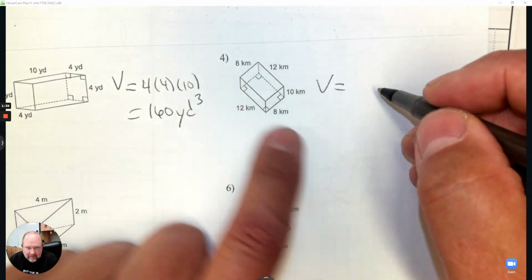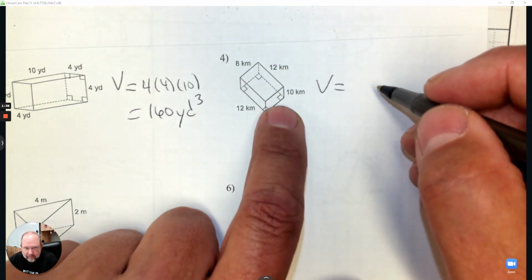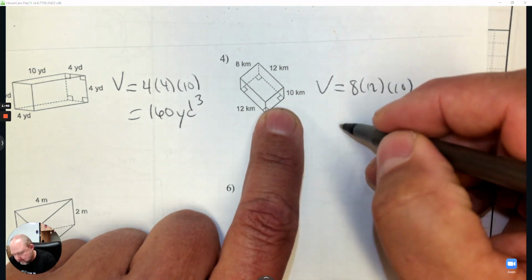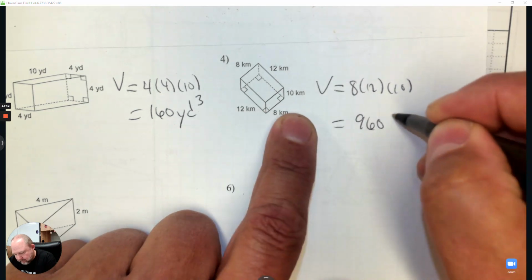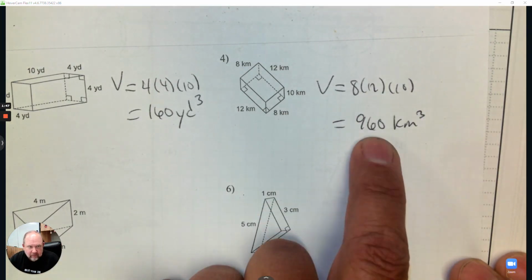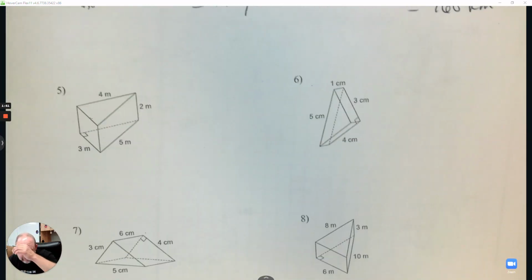So again, a rectangular prism, multiply each dimension together. There's 3 of them. So 8 times 12 times 10. And then you can use a calculator if you need to. And then make sure you have the letters and it's cubed for volume. All right, so that's a rectangular prism.